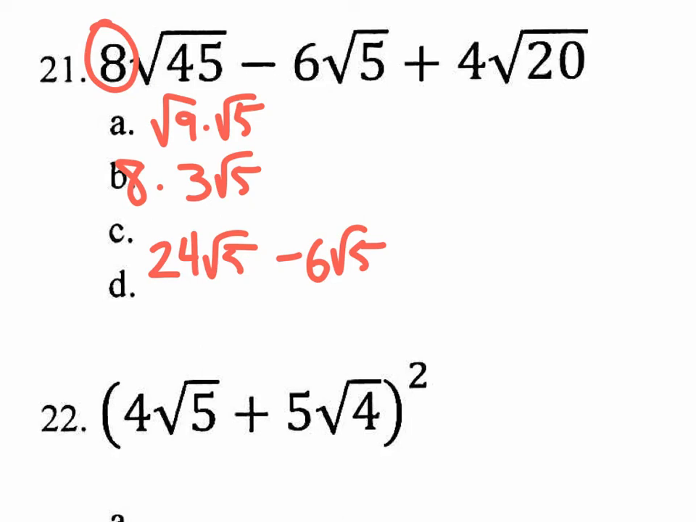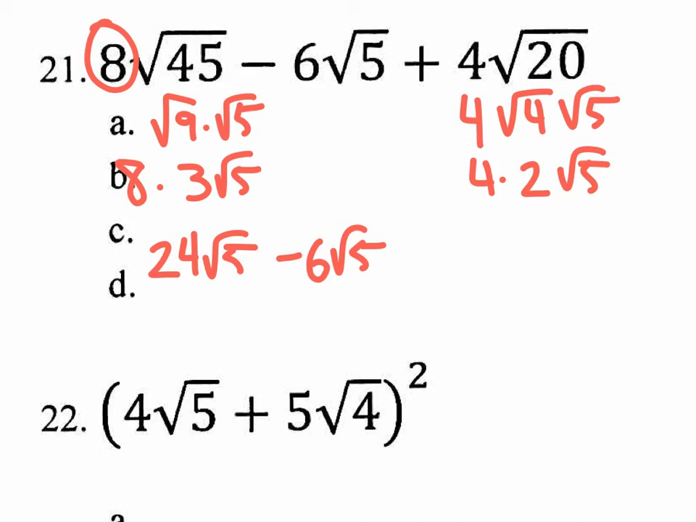But let's continue working with the square root of 20. The square root of 20, you could rewrite it as 4 times 5, and then split the square root. Of course, bring down the 4. So you're going to have 4 times 2 times the square root of 5, which means that you're going to really have a positive, because there's a plus right there, 8. 4 times 2 is 8 square root of 5.